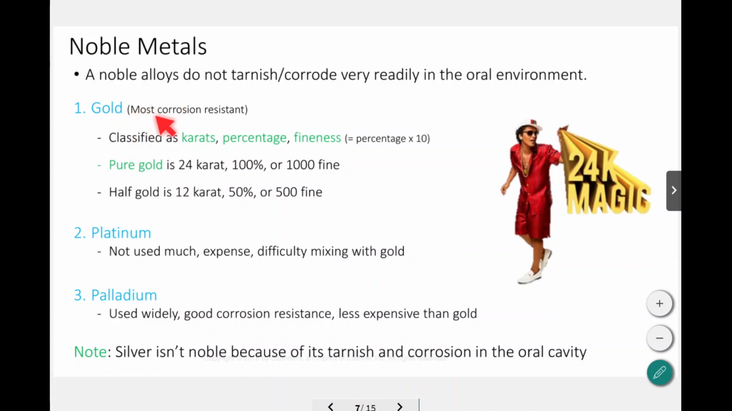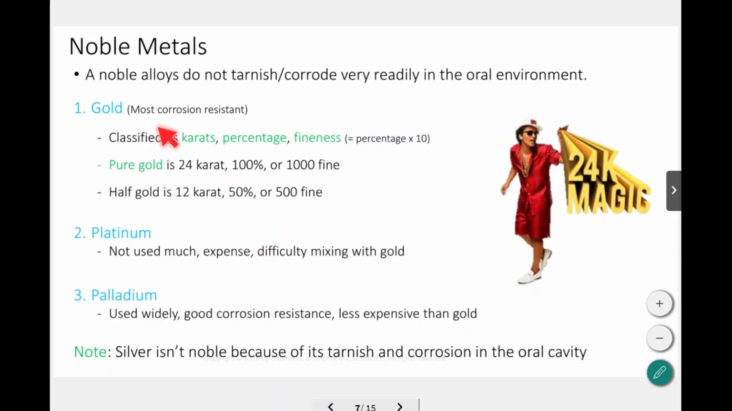Gold is classified as carats, percentages, and fineness. And technically fineness is the percentage multiplied by 10. So the pure gold is 24 karat, and that's why he's singing about it. If we want to say a pure gold, we can say it's 100% gold, right? Or we can say it's 1000 fineness. So half gold is 12 karat, 50% percentage, or 500 fineness. Okay, that's how we measure it.